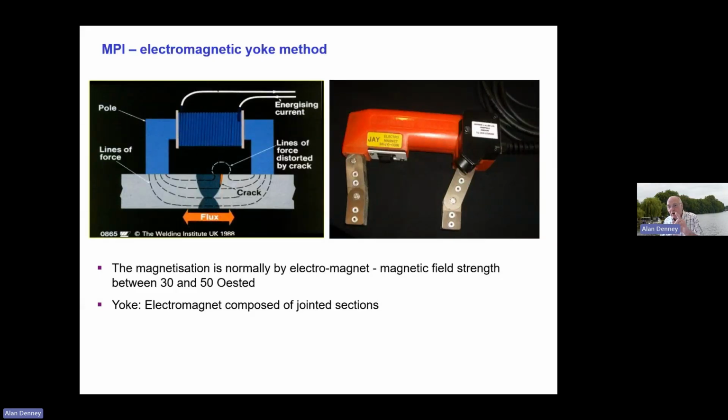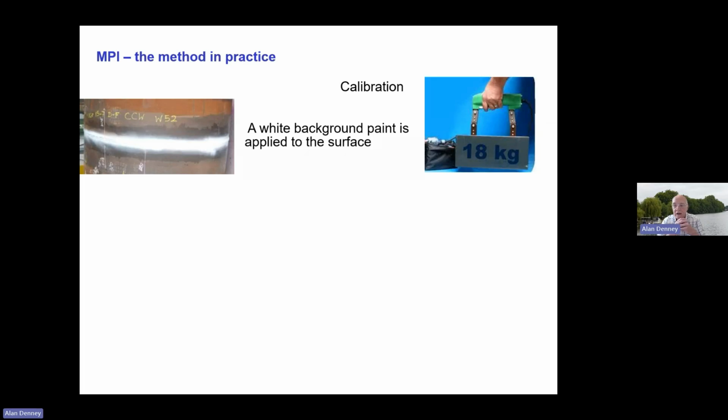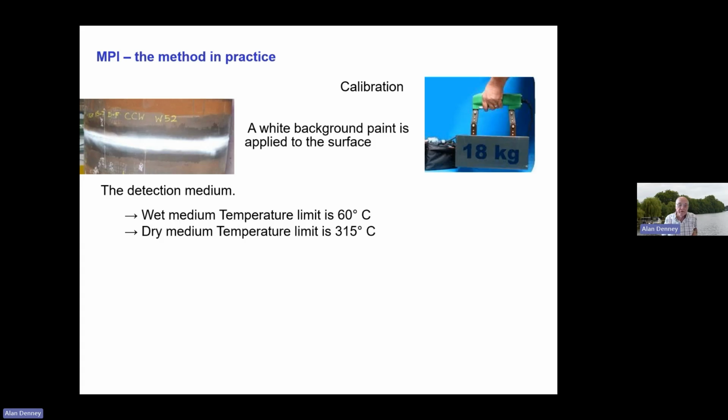And that yoke, look at it, it's got these jointed sections, and that's so that you can get into complex geometry positions, and you've just flexed those joints. You have to calibrate it, and generally, in the code you're working to, you have to be able to lift a load of a certain weight. We've already mentioned the white background paint, which is applied. So you've calibrated the equipment, you confirm that it will lift that weight. It can therefore develop the adequate field strength. You put the white paint on.